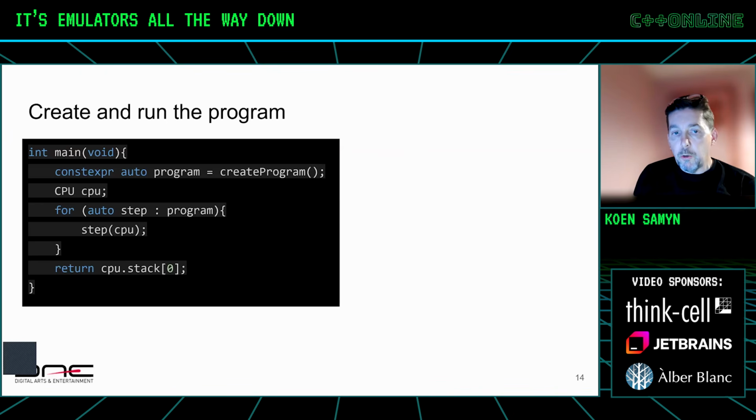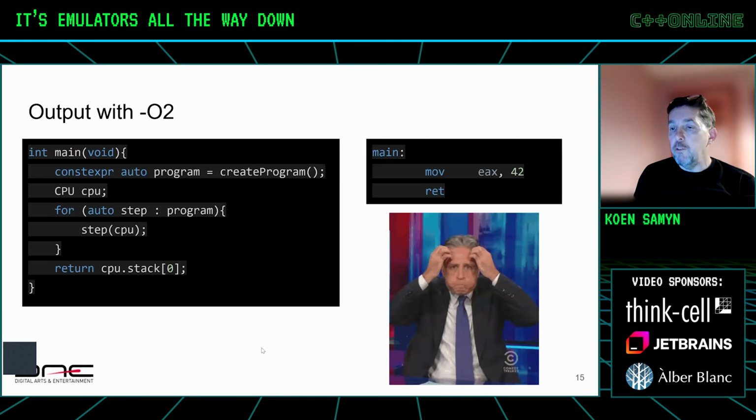We step through the program and return the first element of the stack. And if you compile this with O2, we had, what was it again? 13 and 29, and we get the 42 result compiled in main. So this is really mind-blowing to me. It's a whole new way of using C++.